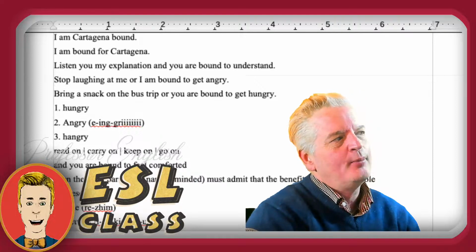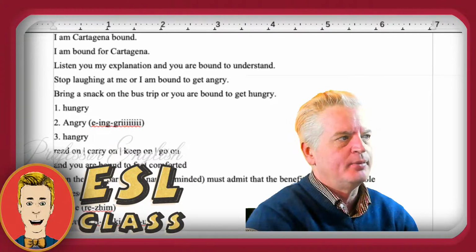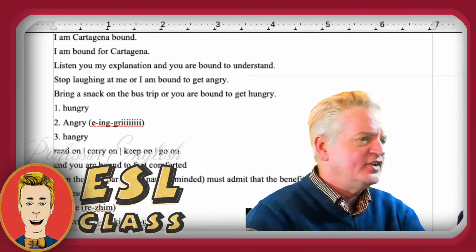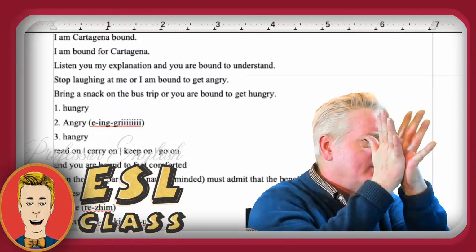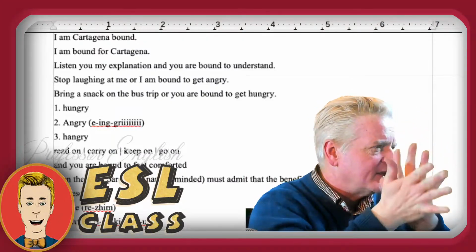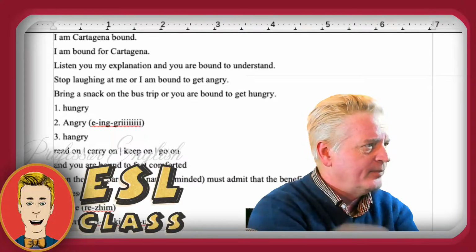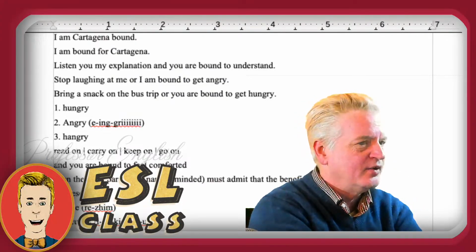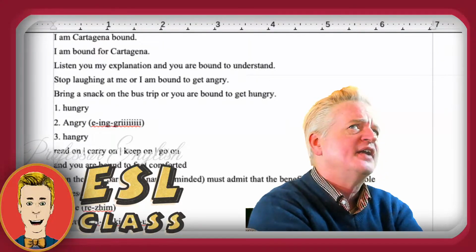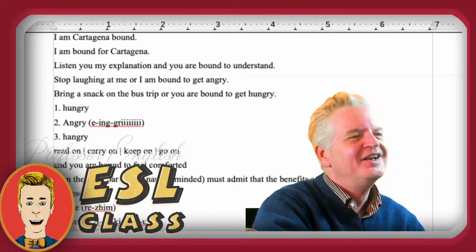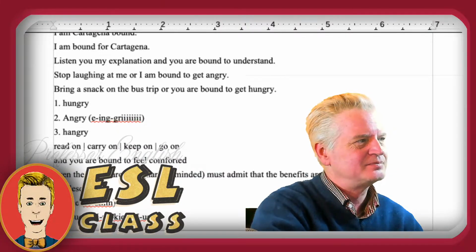What about this? Bring a snack on the bus trip, or you are bound to get hungry. What does that mean? It means you and hunger, you're going to be forced together. You're going to come together. You're going to be one thing. You're bound to get hungry. Very common to do that. Well, not extremely common, but not unusual. Let's say that. It's in the middle somewhere. You will definitely hear that somewhere.